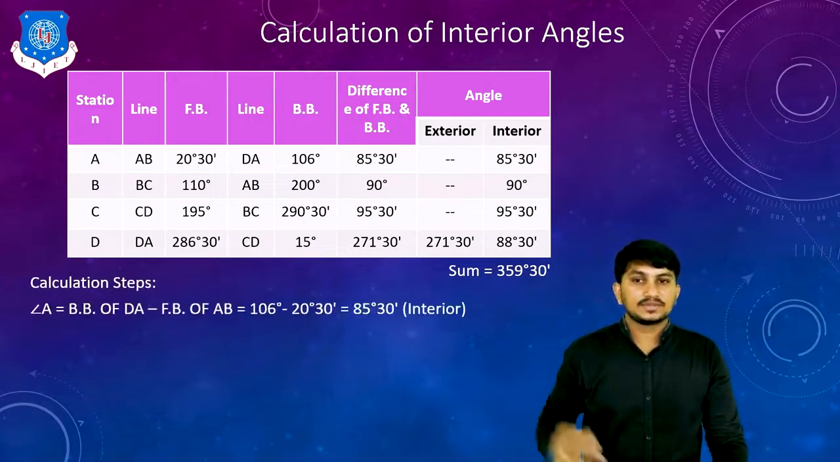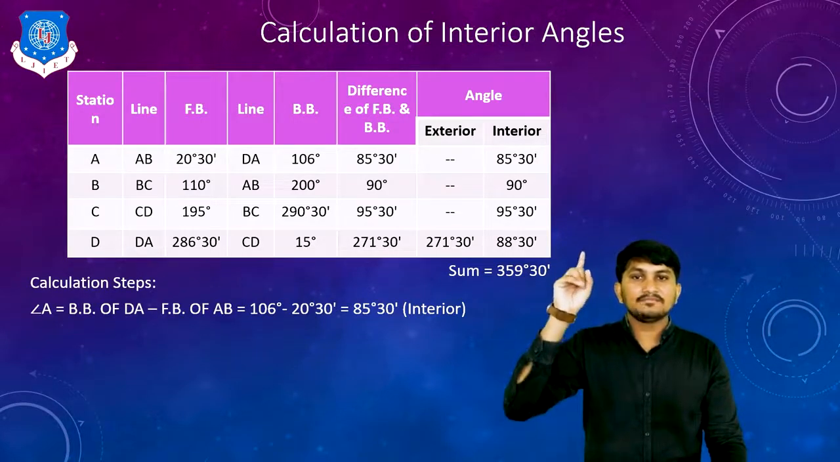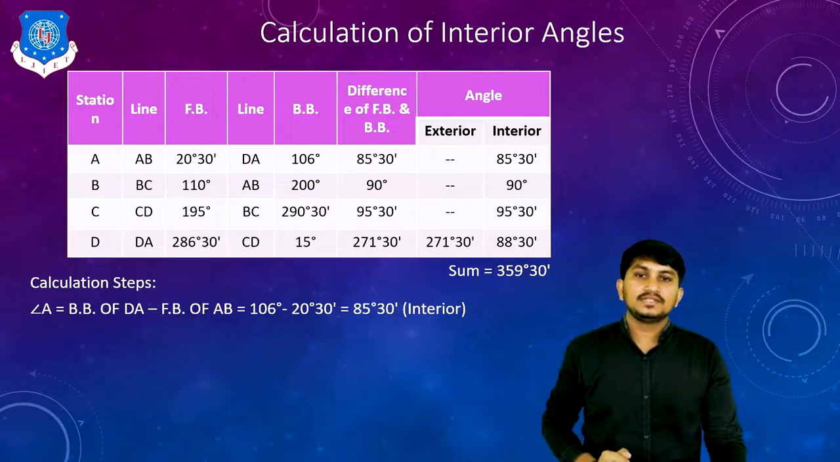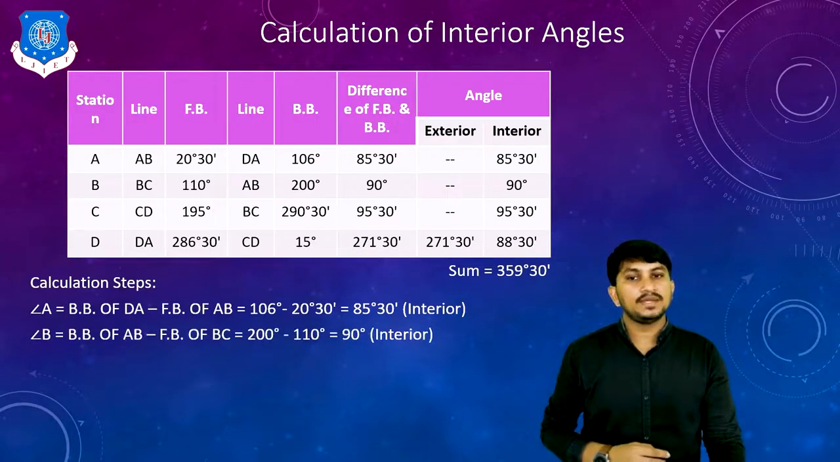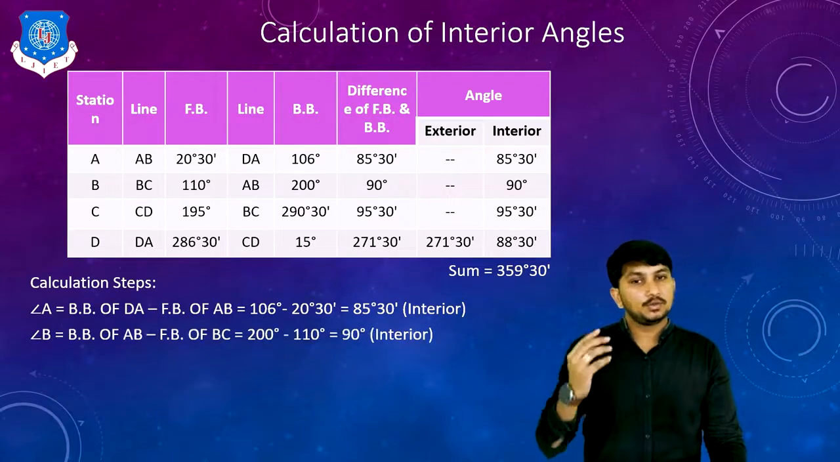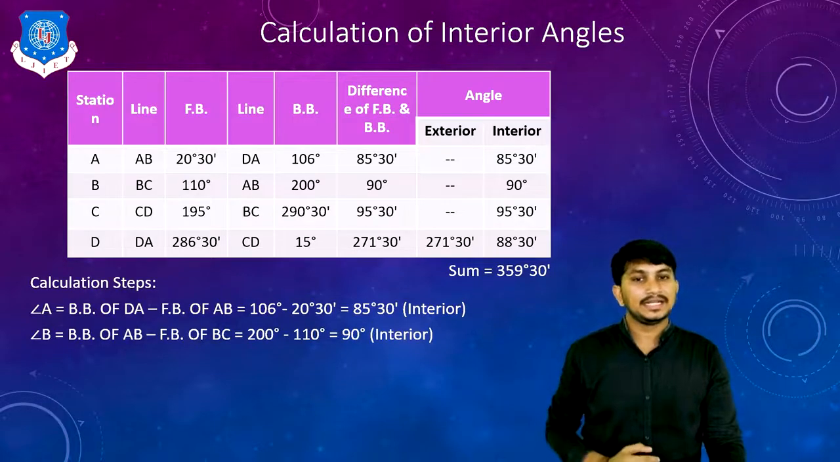These are the calculation steps. Angle A is found by BB of DA minus FB of AB, 106 degrees minus 20 degrees 30 minutes, 85 degrees 30 minutes, which is an interior angle. Angle B is equal to BB of AB minus FB of BC, 200 degrees minus 110 degrees, 90 degrees, which is interior.